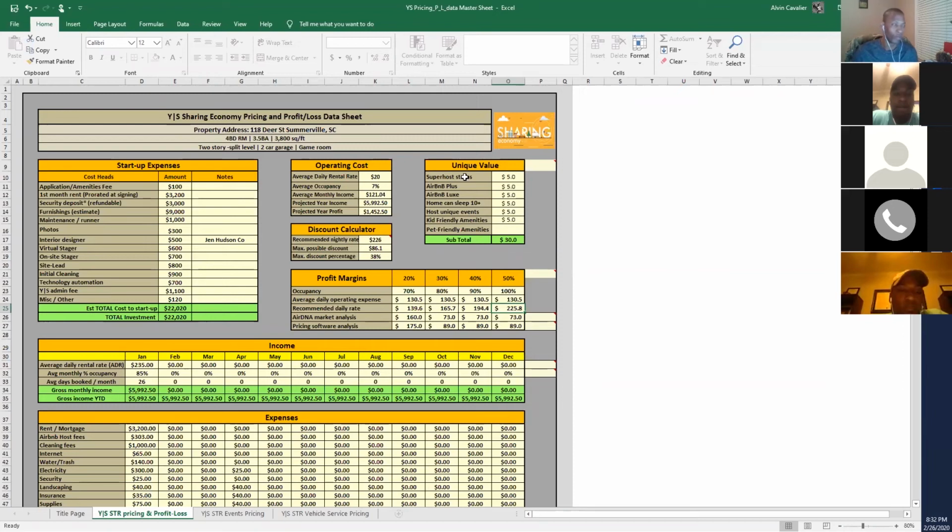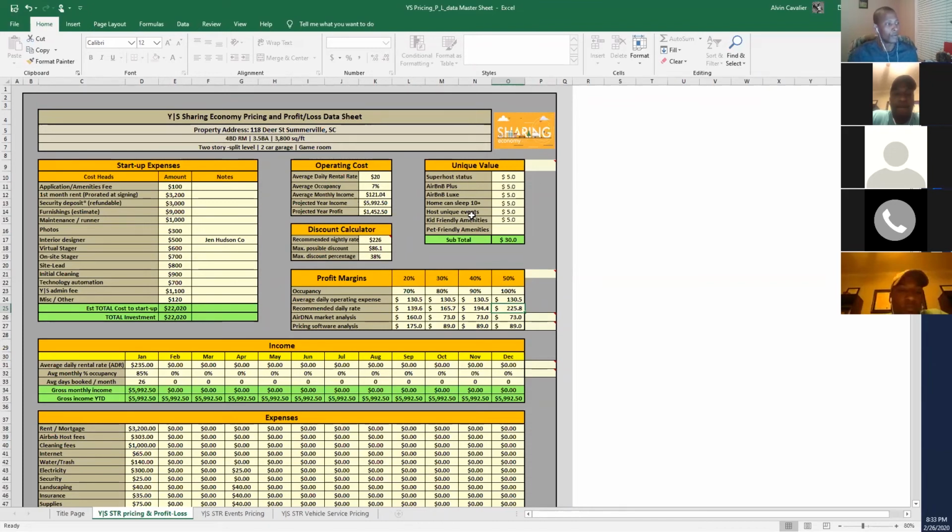So if you're a super host, how do you price based on being a super host? Do you guess? Do you look at what other super hosts are priced? If you're Airbnb Plus, Lux, another big one. If your home can sleep 10 plus, just about in every market, if you can sleep 10 plus people, you are offering something unique to a market that many people aren't offering. So what does that mean in terms of value?